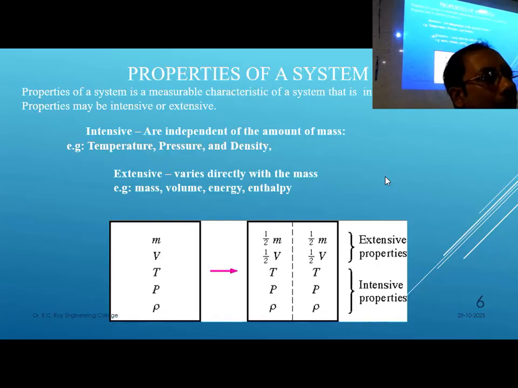It does not depend on quantity. But if you take volume, okay, one glass full volume is small, one bucket full volume is large, so that means it is an amount or volume dependent parameter. Volume is an amount dependent parameter, so that is called an extensive property. Intensive property is independent of mass, and extensive property is mass dependent, or amount dependent.